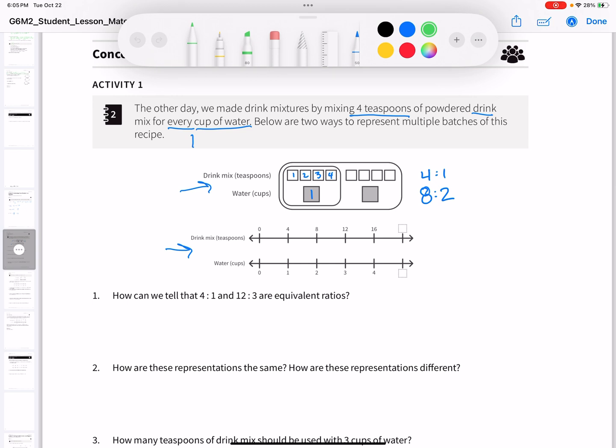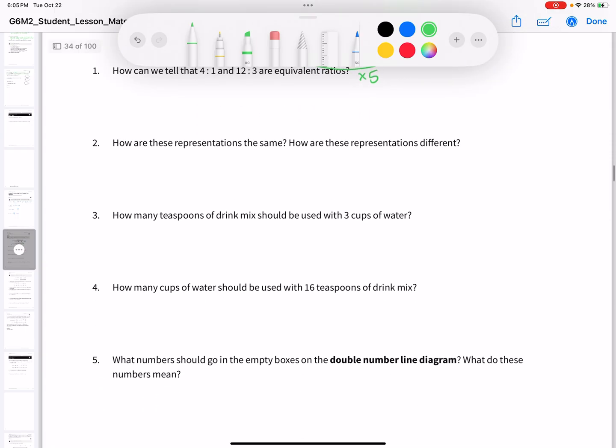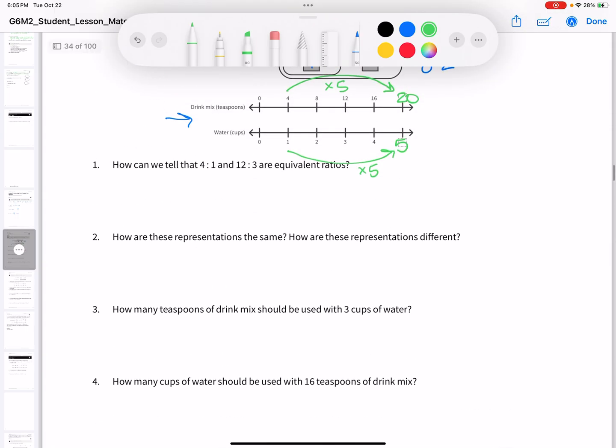That's okay. So we had 5 here. 1 times 5 is 5. 4 times 5 is 20. So what do these numbers mean? Well, it means that to do 5 batches of this drink mix, we need 5 cups of water and 20 teaspoons of drink mix.